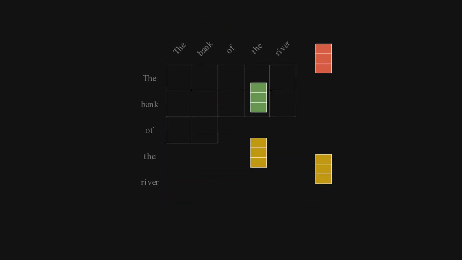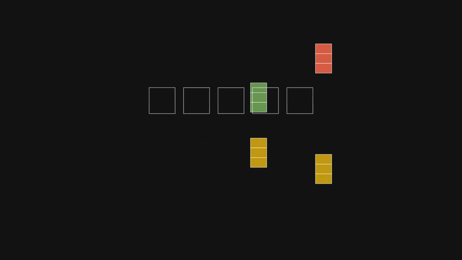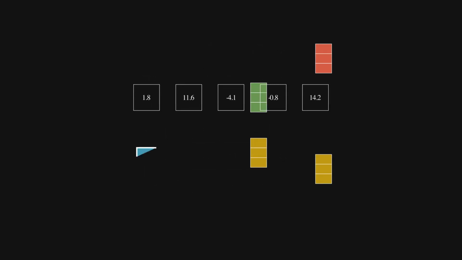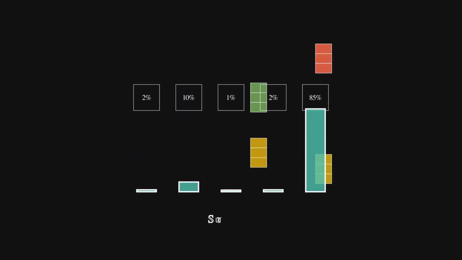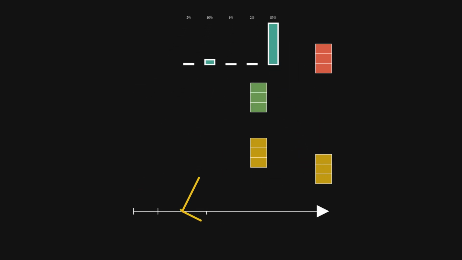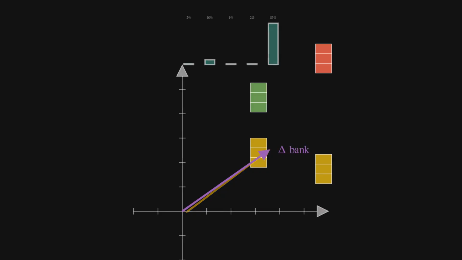If we compute this dot product for every possible pair of words in our sequence, we get a grid of raw attention scores. But these raw scores can be unruly, some huge, some negative. So we pass each row through a softmax function, which elegantly squishes the scores into clean percentages that sum perfectly to 1. Finally, we use these percentages to mix together the value vectors of the words. If river scored 85%, we take 85% of its value vector, maybe 5% from the and 10% from bank itself, and add them all together.